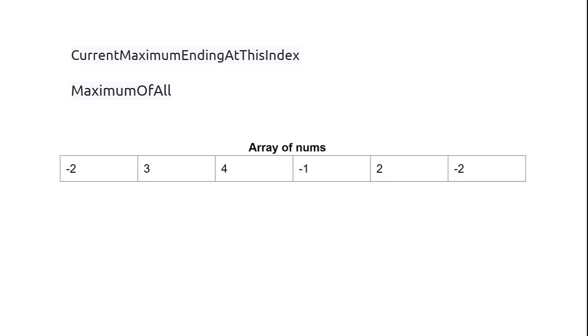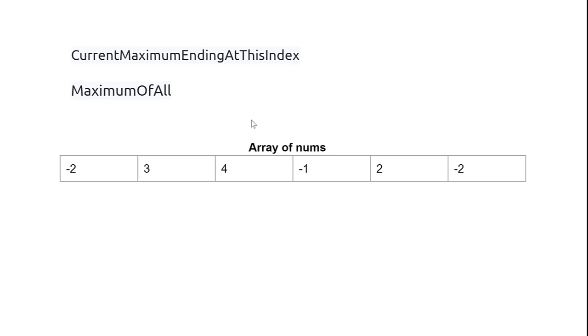Now let's review how Kadane's algorithm works. The algorithm falls into the category of dynamic programming algorithms, which are almost always using two pointers. In this maximum contiguous subarray sum problem, we will be using these two pointers, current maximum ending at this index and the maximum of all.